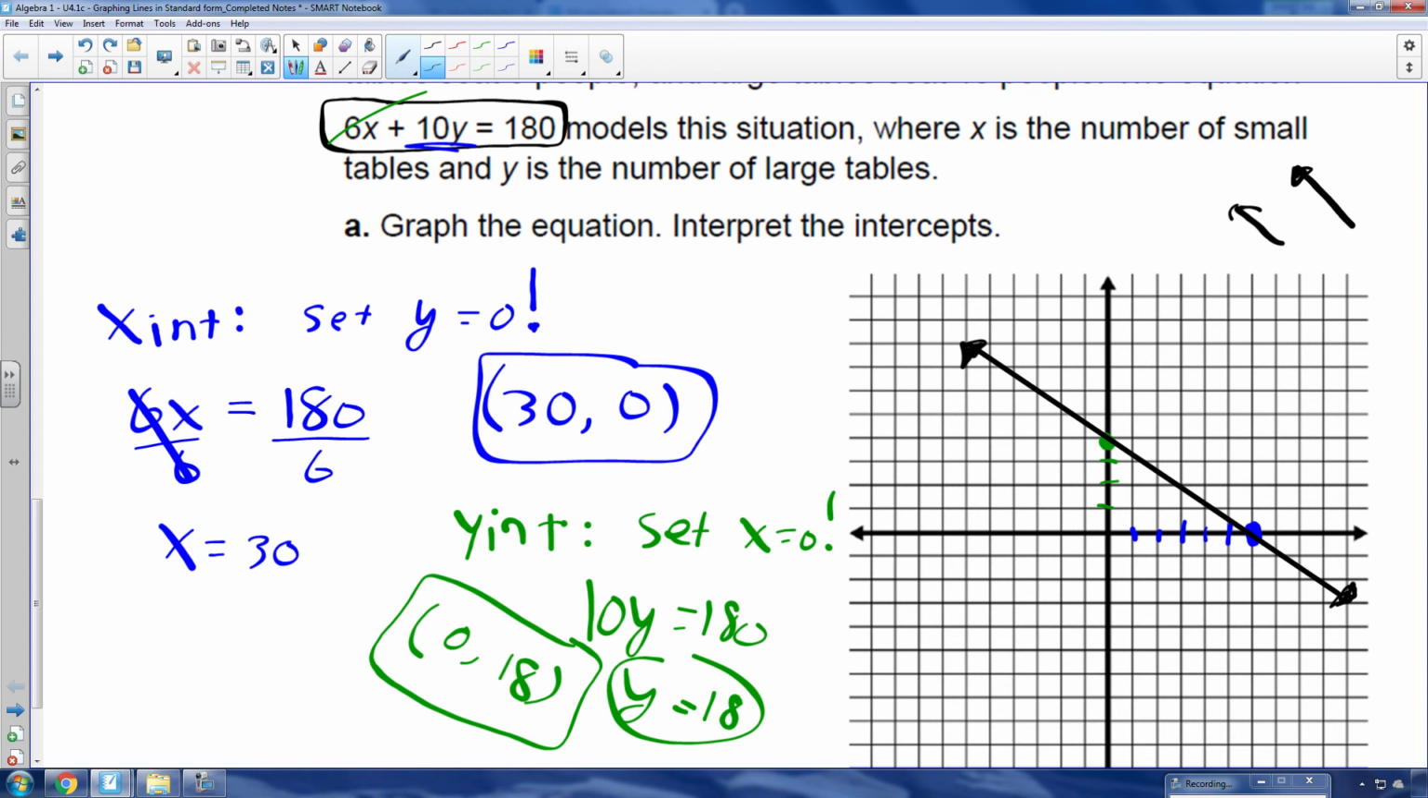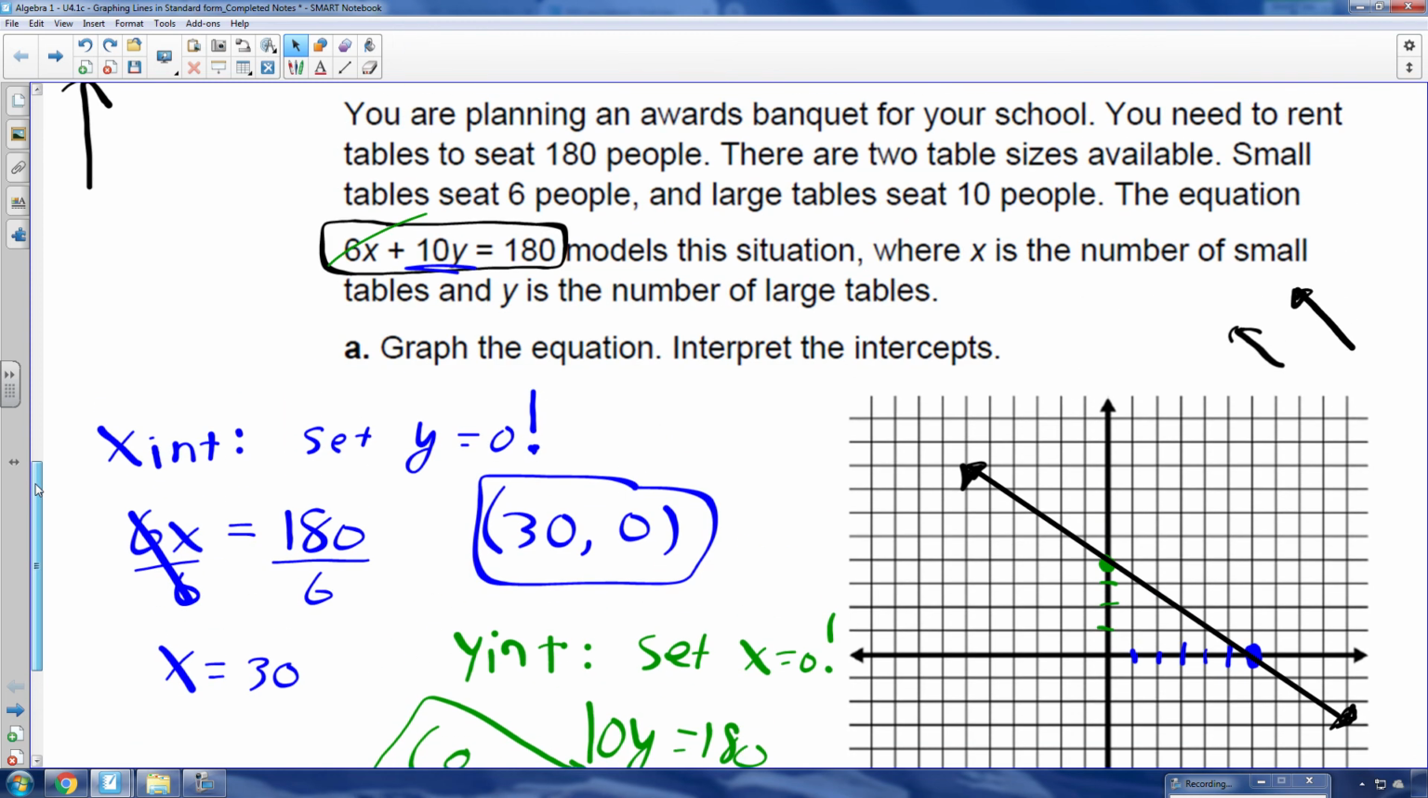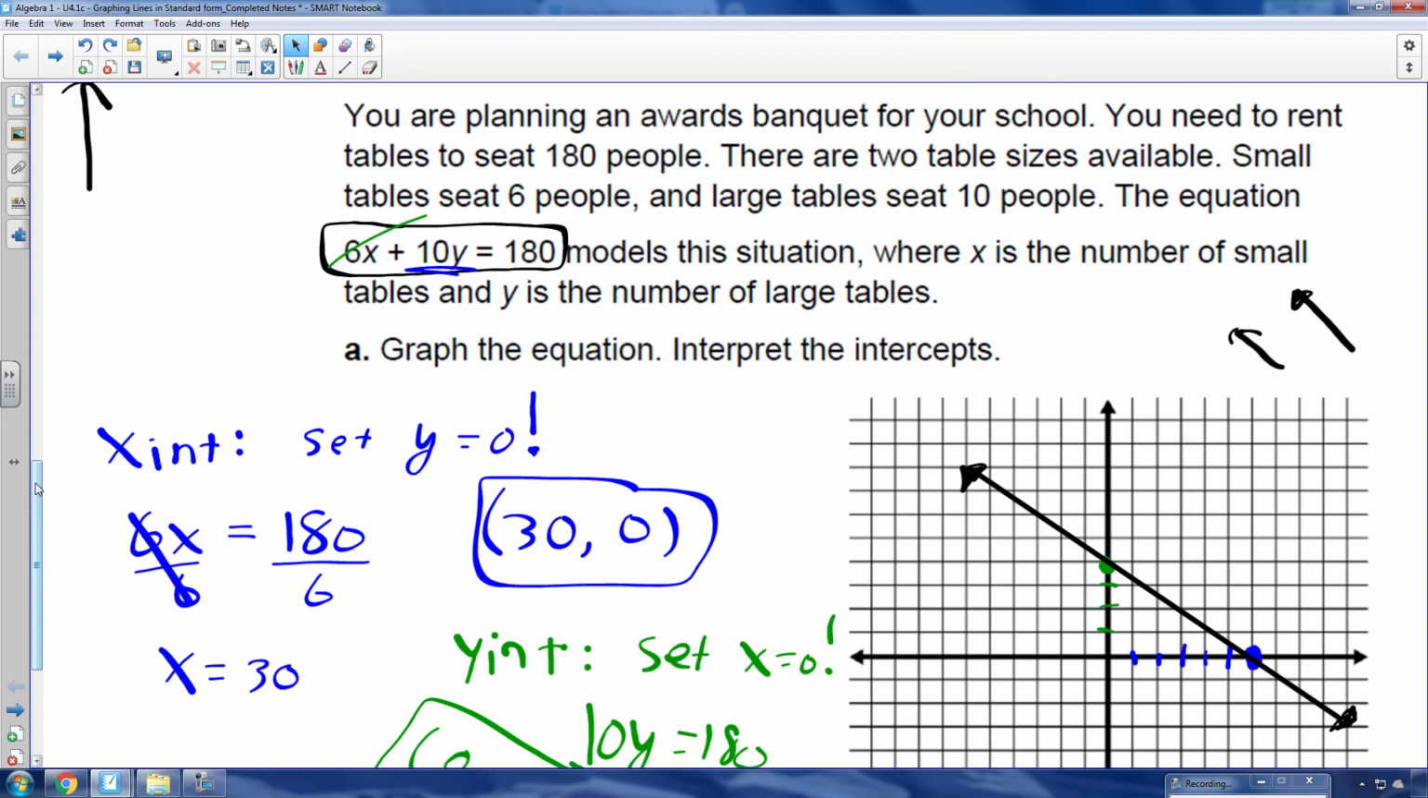Okay, so graphing the line is important, and we want to understand what these intercepts mean. So what does this point mean? Like, what does 30, 0 mean in this actual problem? So let's think about the problem for a second and see if we can understand what 30 actually means in it. So 30 is the x, yeah? Is x representing the small tables or the large tables?